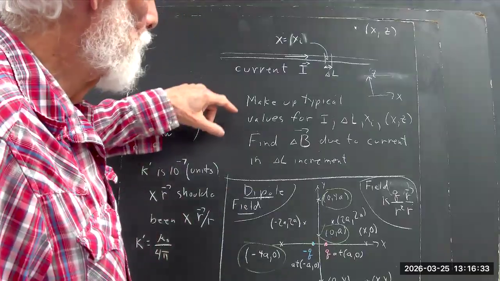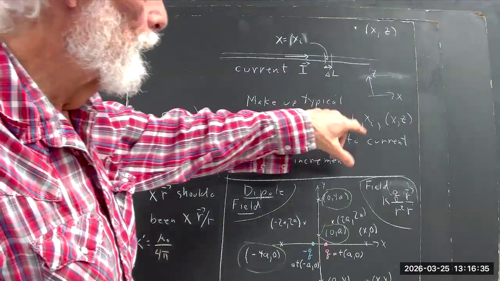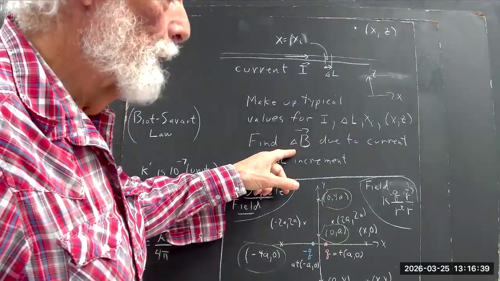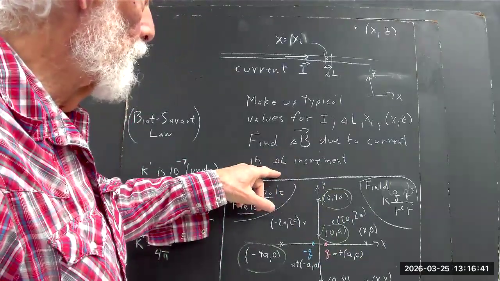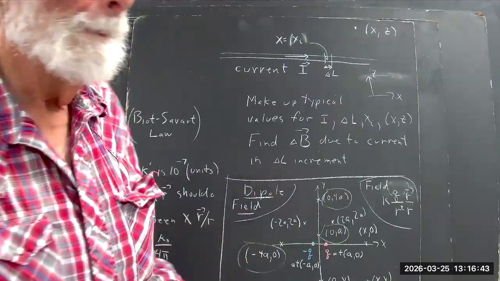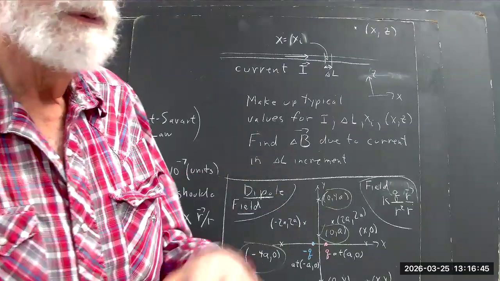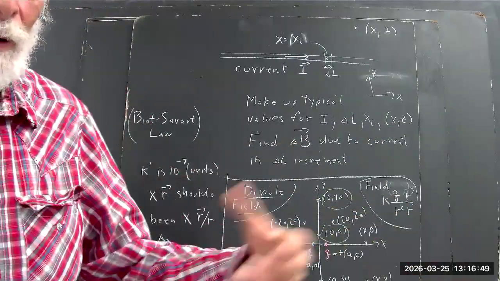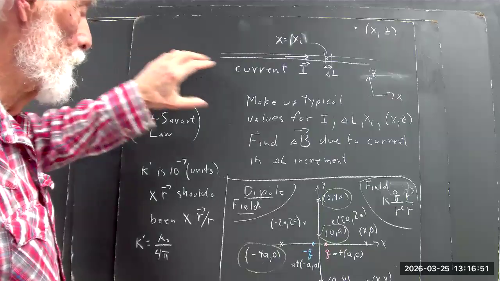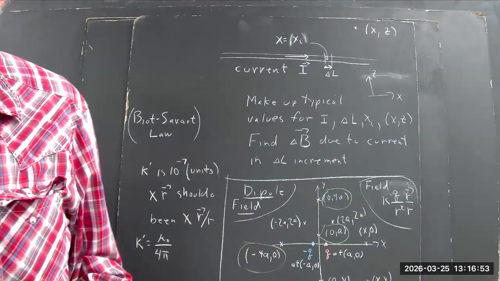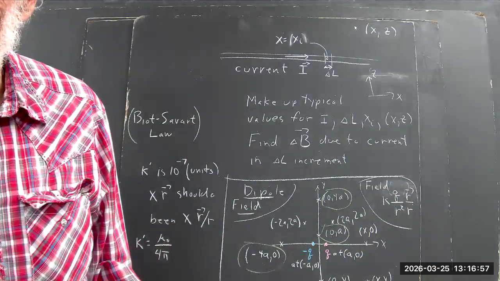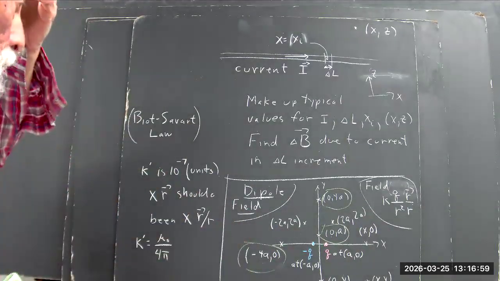So what I ask everybody to do is make up their own values for I, delta L, x sub i, and x z, and find the delta B, the magnetic field due to the current in the delta L increment. People are making good progress on that, making some mistakes, but we'll work those out so you know how to actually use this law. And then we're going to develop an integral, but maybe not this time.